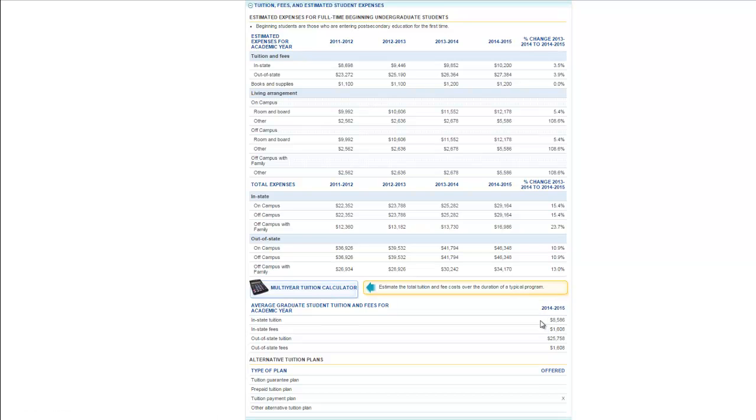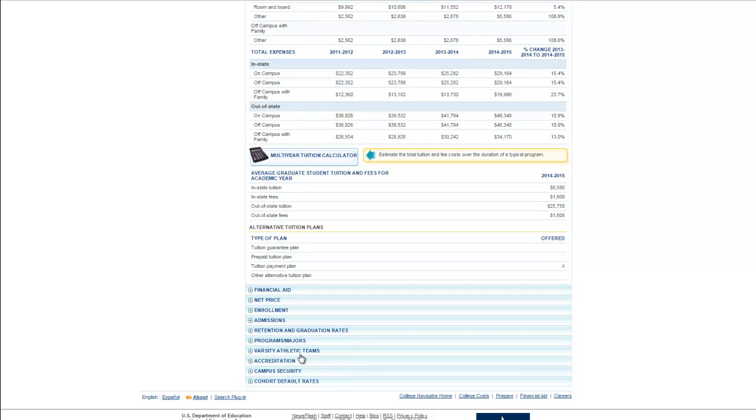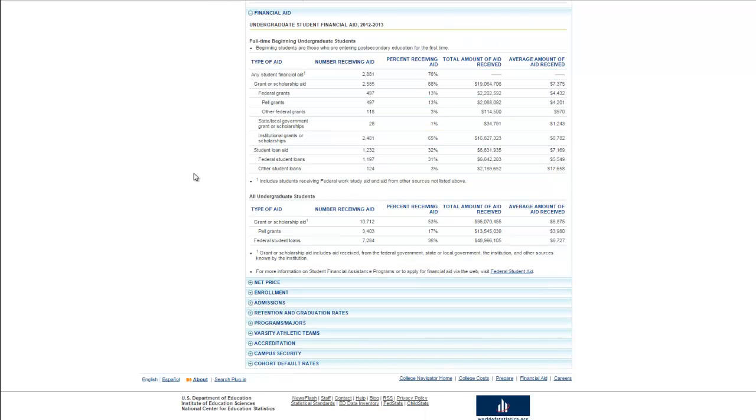Here are the costs for in-state tuition, out-of-state tuition, and they have tuition payment plans. Click on financial aid, and this tells you who is receiving financial aid. So out of the 28,000 students, well, these are freshmen. Out of the freshman class, 2,800 of them had some sort of financial aid. And this breaks it down a little further. It tells you what kind of financial aid, who's taken student loans, how much that is, and then of all the undergraduates, there are 10,712 students that are receiving some type of aid.